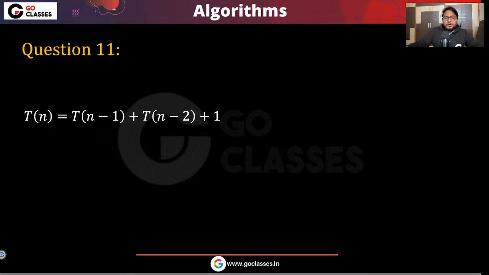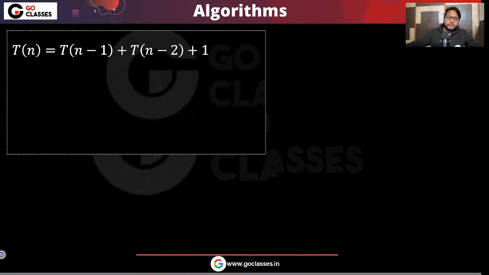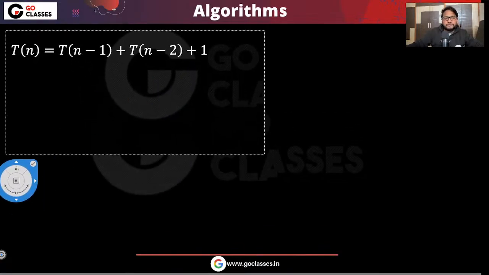Okay. Now let's just solve this particular question using the tree method. So can you solve this? Let's just quickly try to solve using the tree method, and then we will go to the other methods which are more interesting than the tree method. Okay, so let's just see.